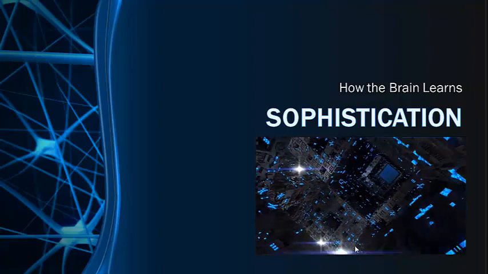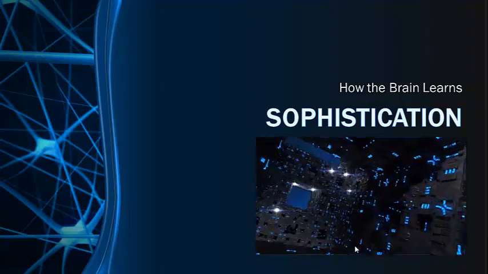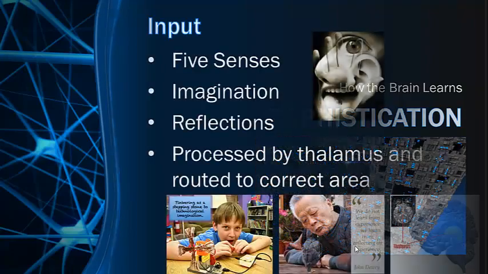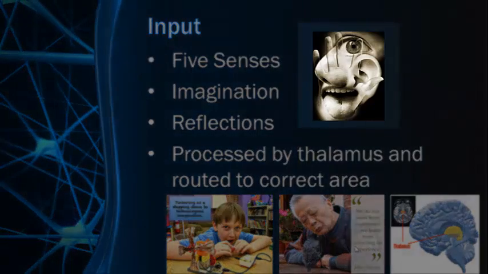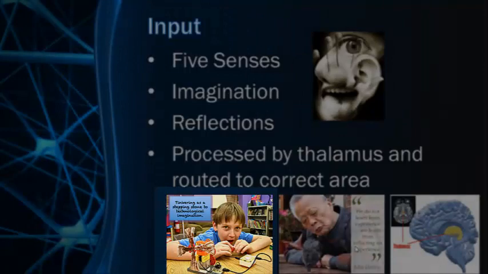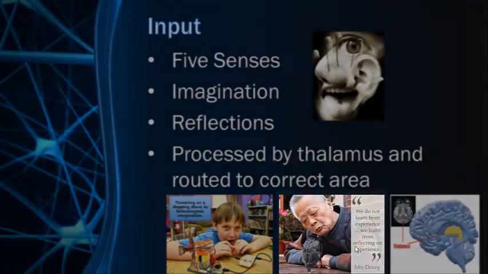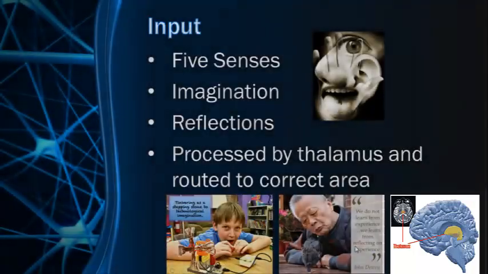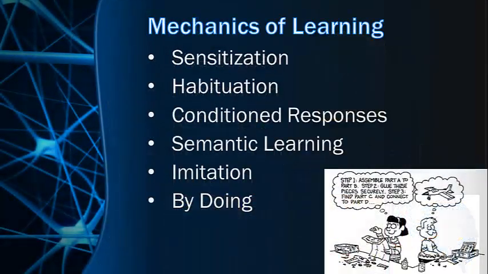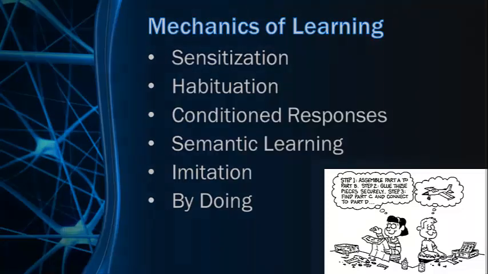Sophistication. How does the brain actually learn? Well, the brain receives input. It receives input from the five senses, imagination, reflections. The input is processed by the thalamus and routed to the correct area. Well, what are the mechanics? Sensitization, habituation, conditioned responses, semantic learning, imitation, and by doing.